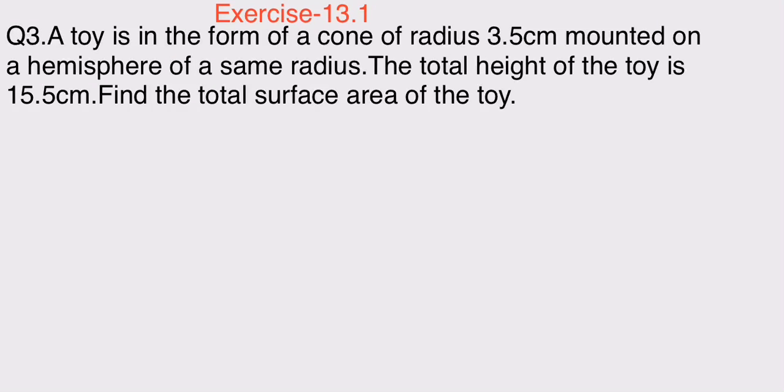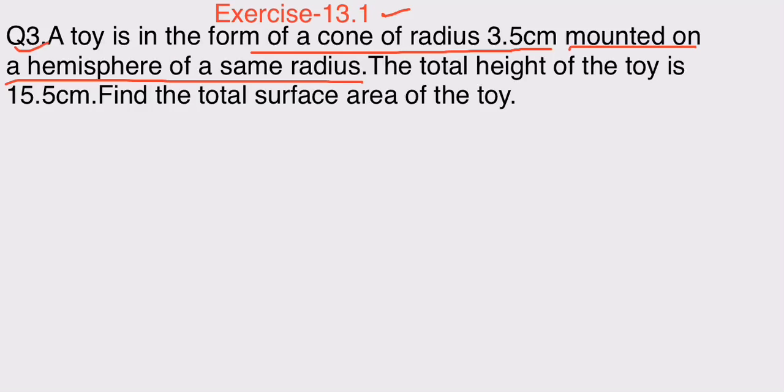Welcome once again, friends. So today we will discuss question number 3 from exercise 13.1, surface areas and volume, class 10th. So the question goes like this: a toy is in the form of a cone of radius 3.5 centimeter mounted on a hemisphere of the same radius.